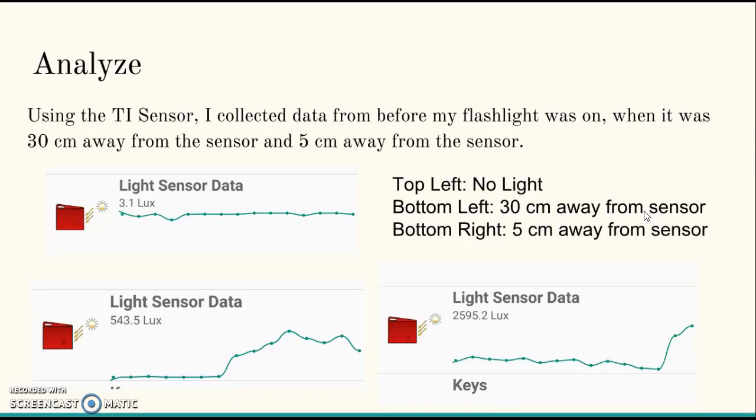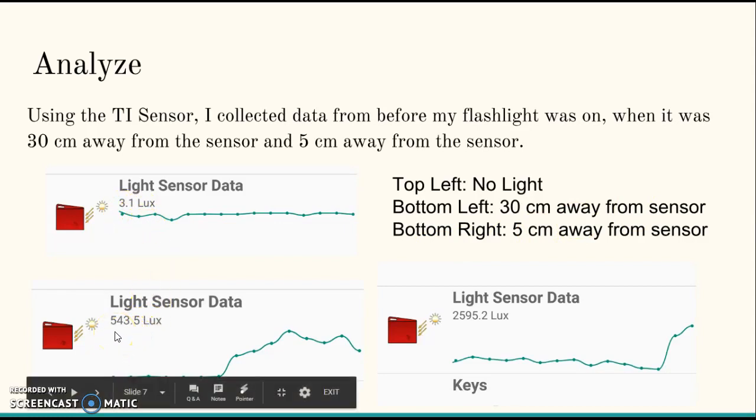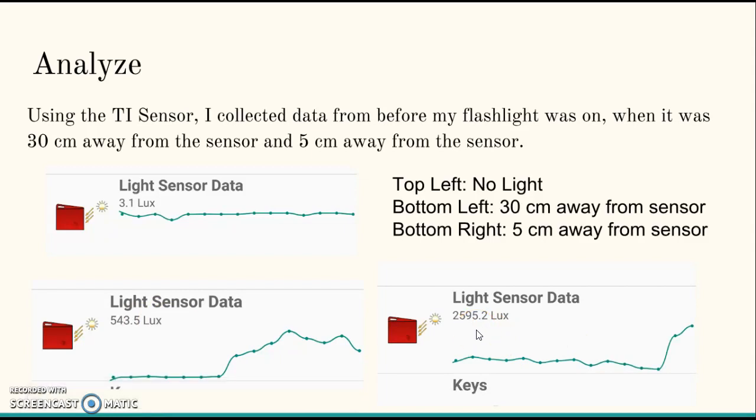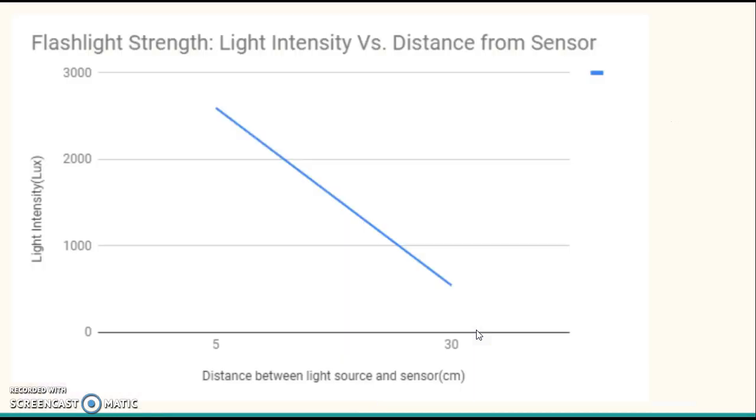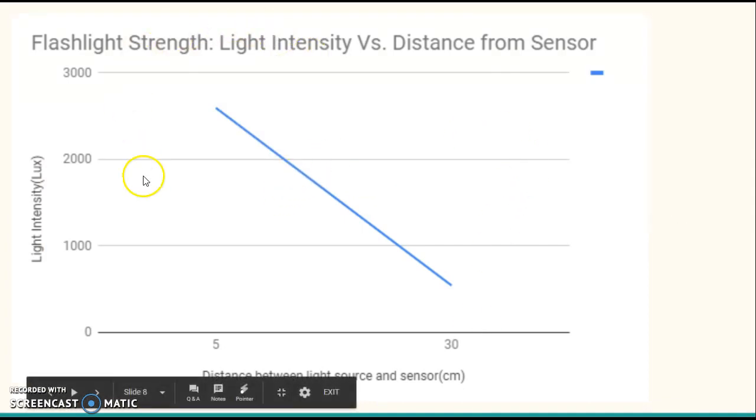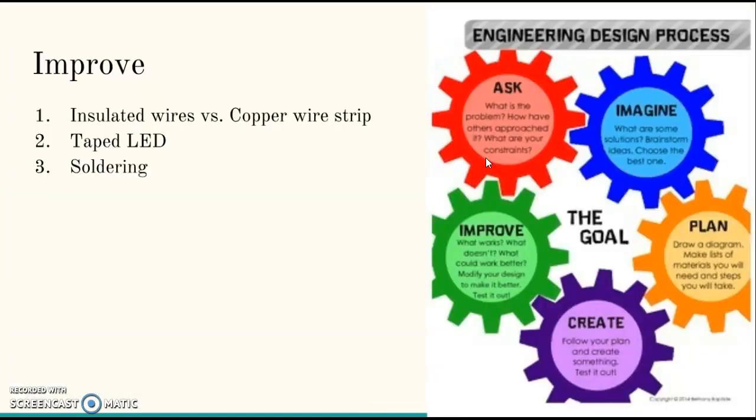I used the TI sensor to help gather some light intensity data. Before the light was shining on it at all, it had 3.1 lux. When it was 30 centimeters away, it had 543.5 lux, and when it was 5 centimeters away from the sensor, it had 2,595.2 lux. And from that data I created a graph to help show it.